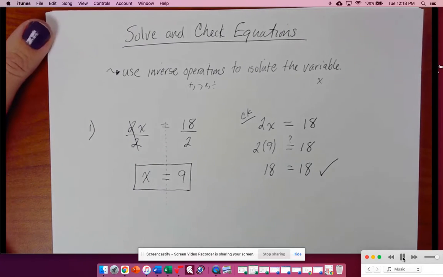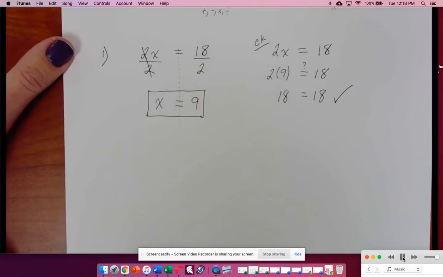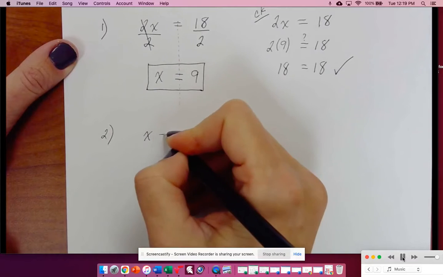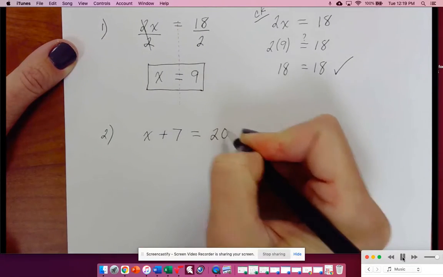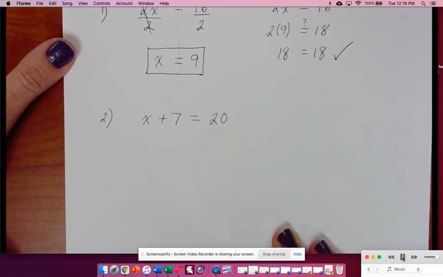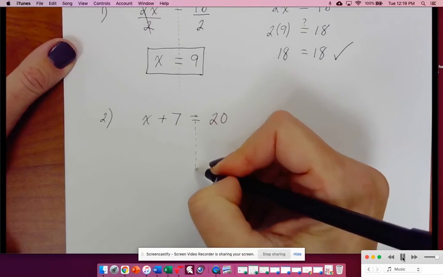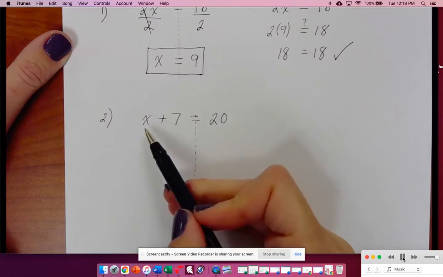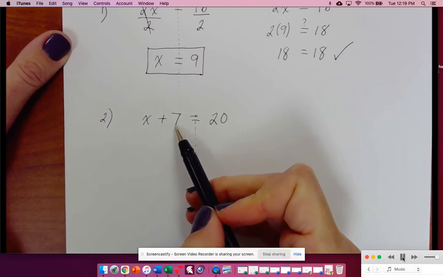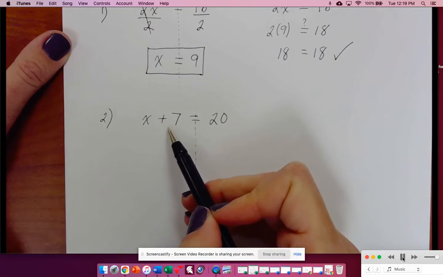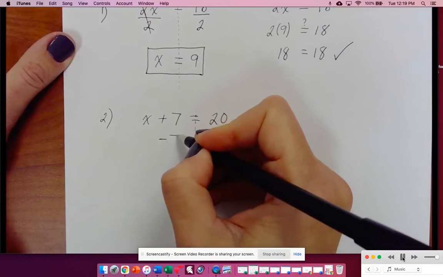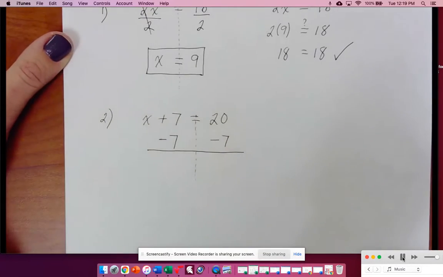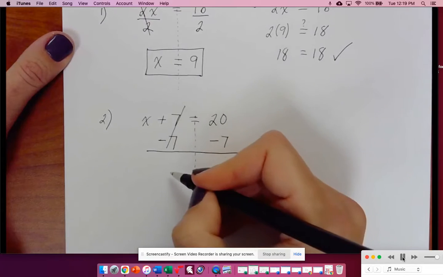So let's practice a couple other ones here. Number 2. What if it was x plus 7 equals 20? Picture the equation. You can put those dots to help you stay organized. How are you going to get x by itself? It has a plus 7 next to it. What's the opposite of plus 7? Minus 7. So we're going to subtract 7 here, and do the same on the other side of the equation to keep it balanced. Here those cancel, we're left with x, and 20 minus 7 is 13.